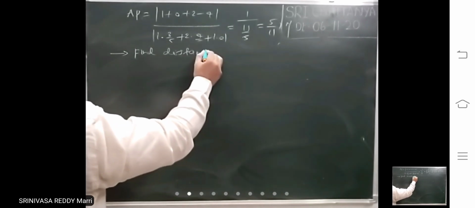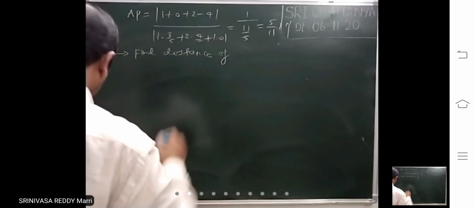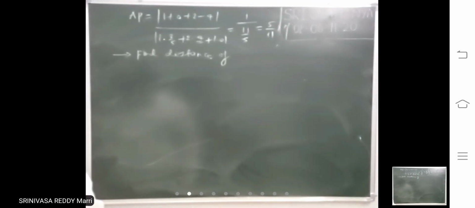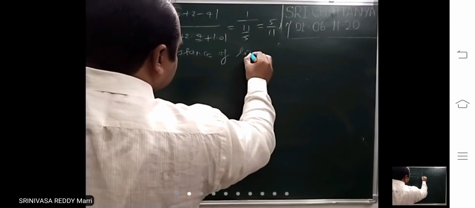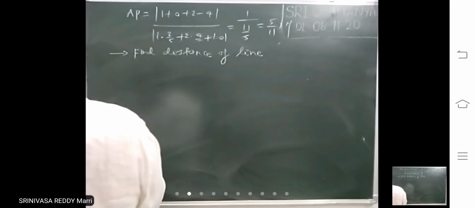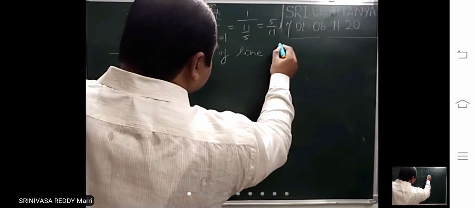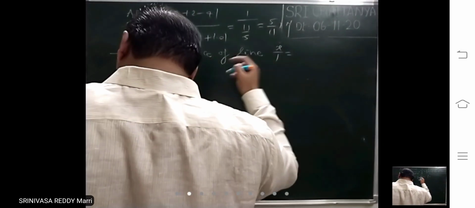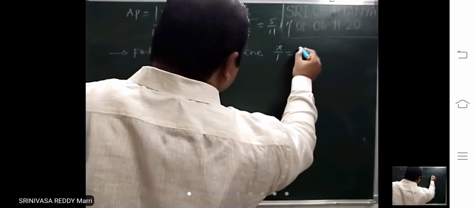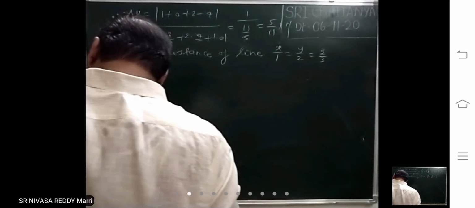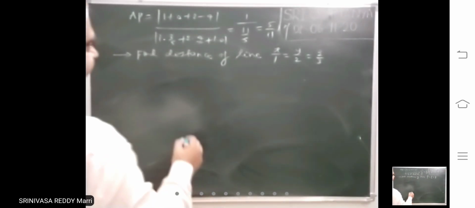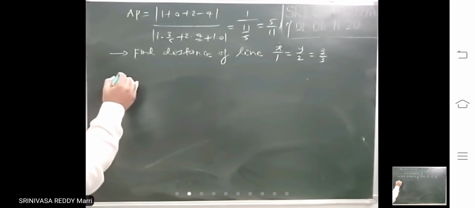Find distance of line x by 1 equals y by 2 equals z by 3.